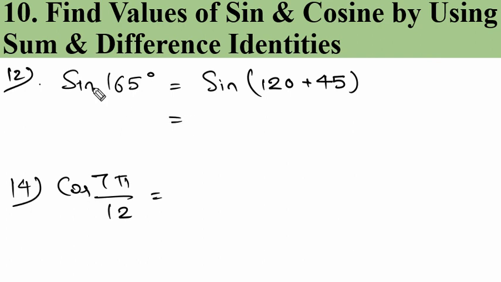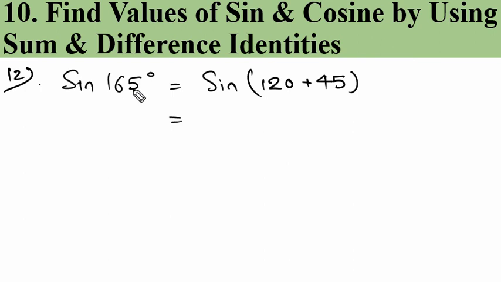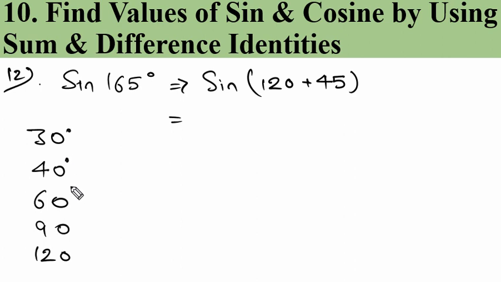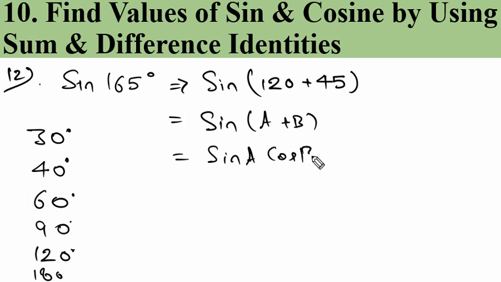So first of all, we will break it down. Let's just come back to the question now. So sine 165 degrees, I will break it down to sine 120 plus 45. I will always think about breaking it down into standard angles like 30, 45, 60, 90, 120, 180 degrees. In those standard angles, I will try to break it down. So sine A plus B. Now the identity is sine A plus B is sine A cos B plus cos A sine B. That is our trigonometric identity.